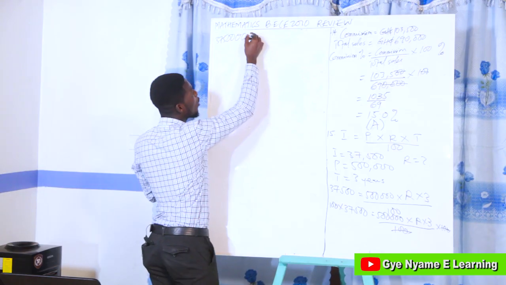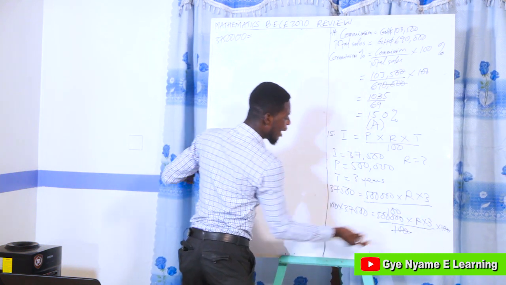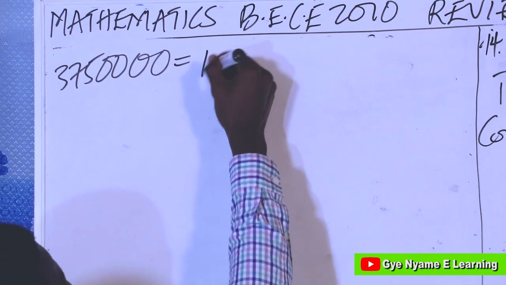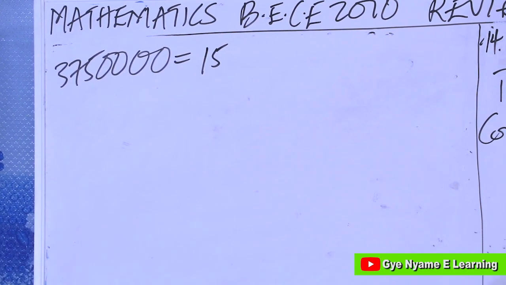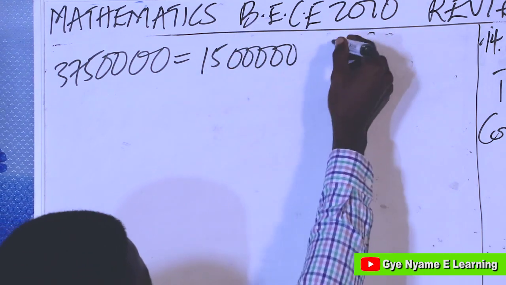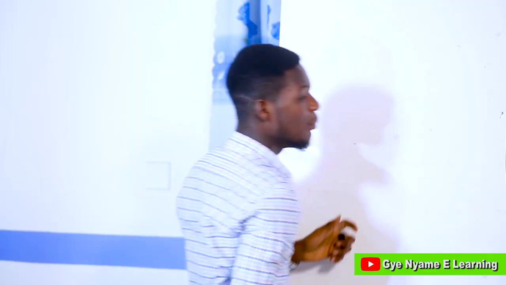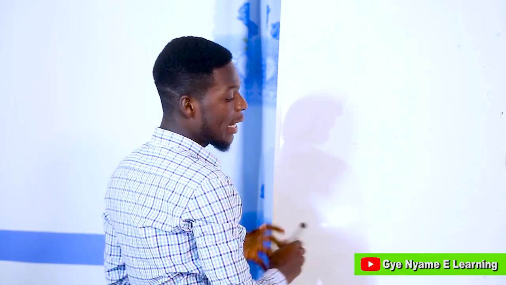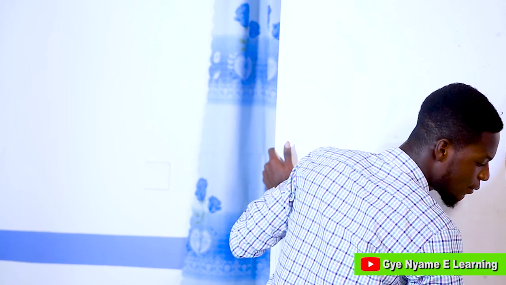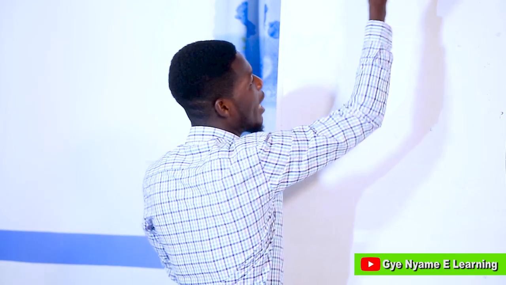3,750,000 equal. Let's proceed. We have 500,000 times 3. That will give us 15. 5 times 3 is 15. And then 5 zeros: 1, 2, 3, 4, 5, times R. Remember that this 100 has already been cancelled. Alright, so 15. 3 times 5 is 15. And then we have 5 zeros: 15, 1, 2, 3, 4, 5 zeros.